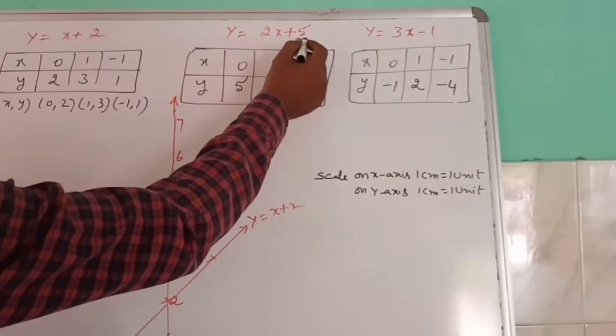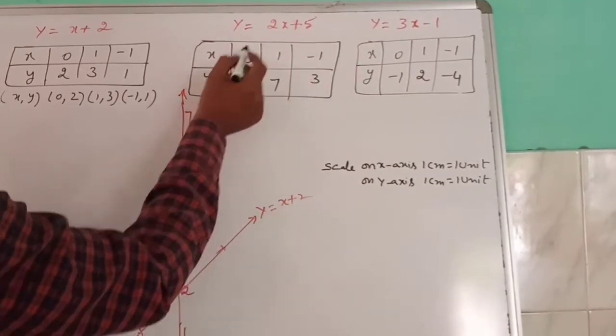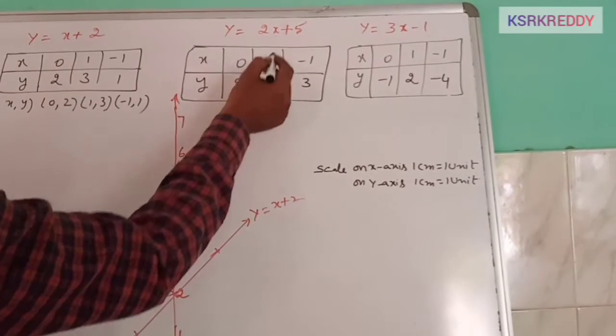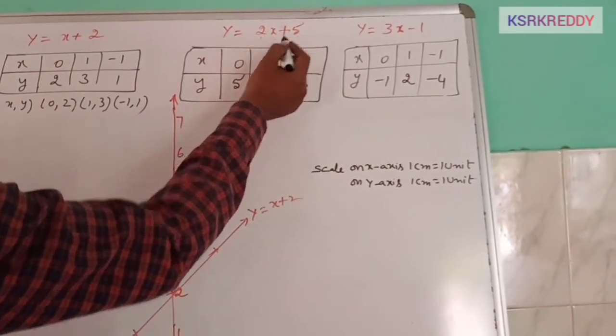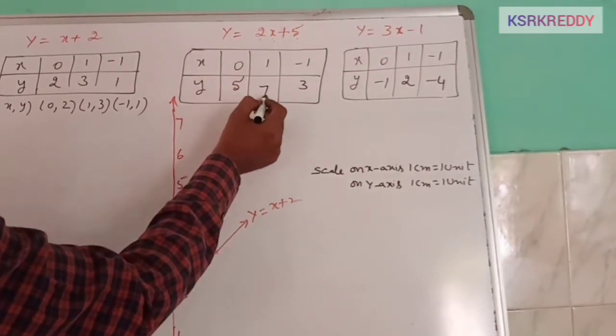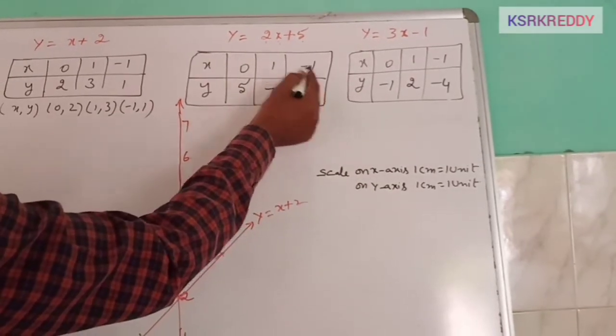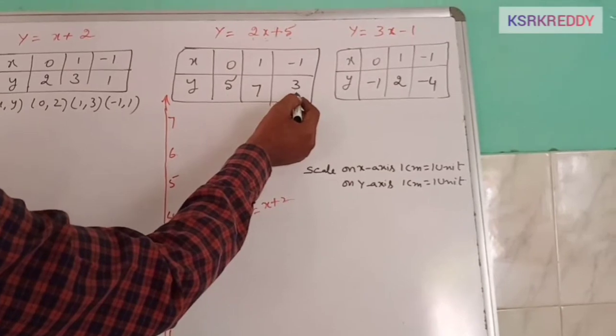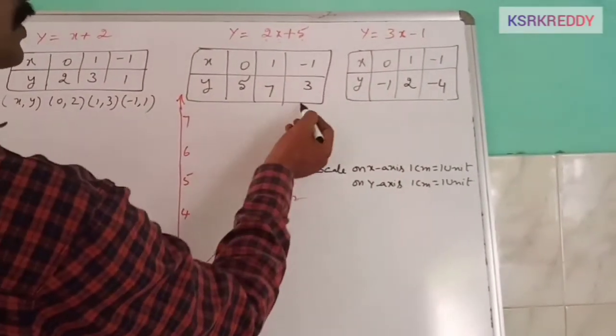Next, y equal 2x plus 5. It is also a straight line. When x is 0, 2 into 0 is 0, plus 5 is 5. When x is 1, 2 plus 5 equals 7, so x is 1, y is 7. When x is minus 1, 2 into minus 1 is minus 2, plus 5 equals 3. So y is 3, giving minus 1 comma 3.